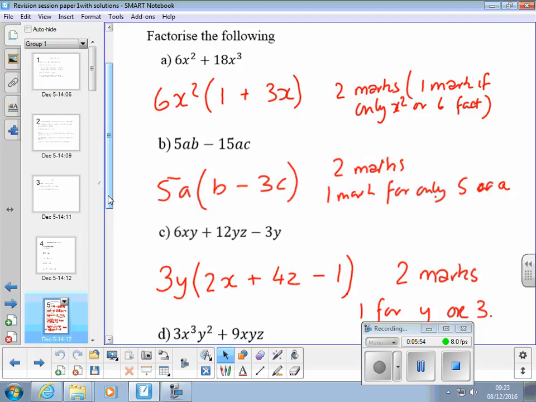No, well, not really, no. You wouldn't get anything for that. No. Because the idea with factorising is you've taken what's common to both parts of the expression outside a set of brackets.